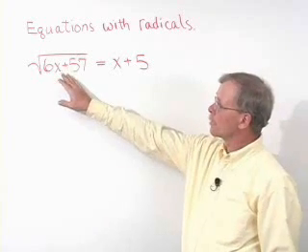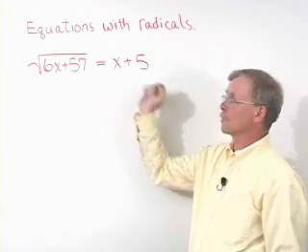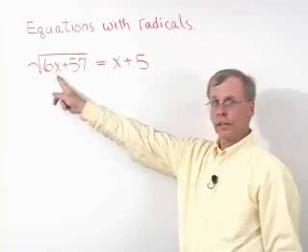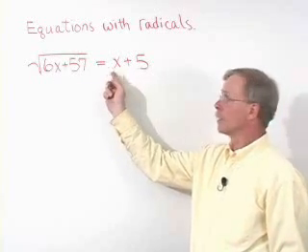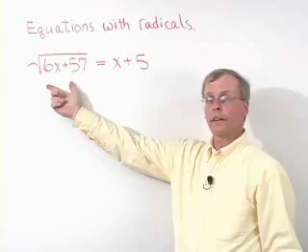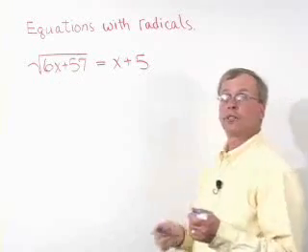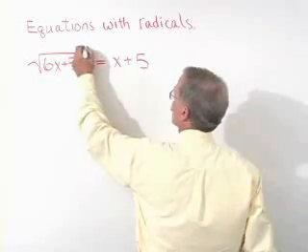The square root of 6x plus 57 equals x plus 5. We have x under the radical and outside the radical. The radical is all by itself on the left already, so we're ready to do our squaring. We're going to square both sides.